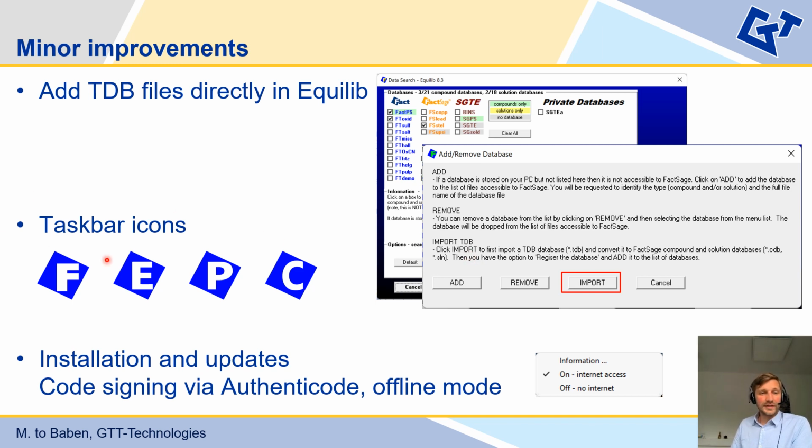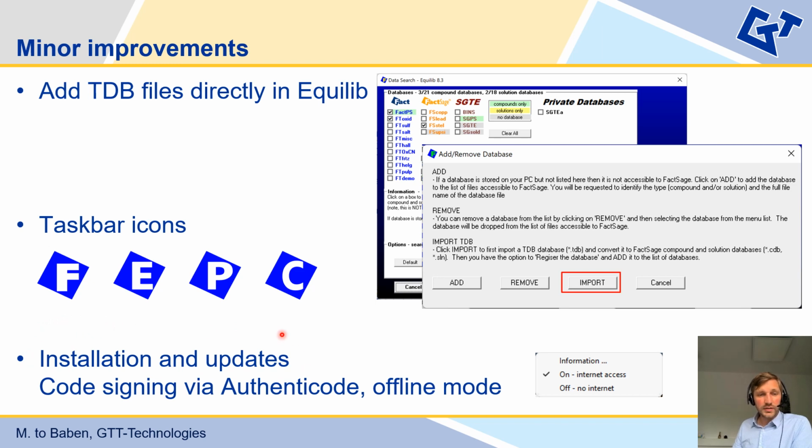Second minor improvement, the taskbar icons. If you have phase diagram, view data, compound, Equilib module all open, these will show up at the taskbar all with the F logo, as well as the main menu. So it is sometimes a little bit hard to distinguish which program is what. So we decided that we just have here a different logo for the different programs or different modules. Equilib will get an E, phase diagram a P, and compound module, for example, a C, and there will be other icons for the other modules.